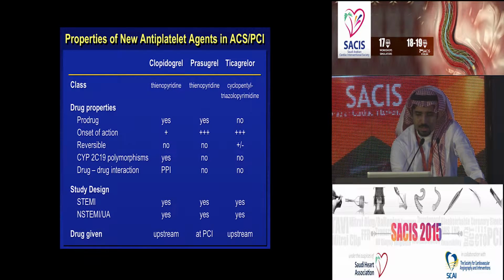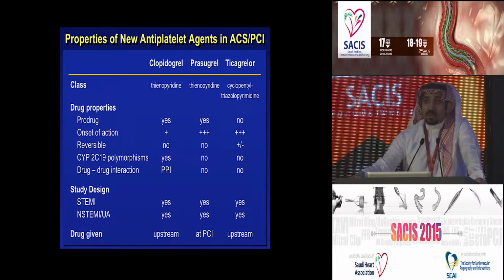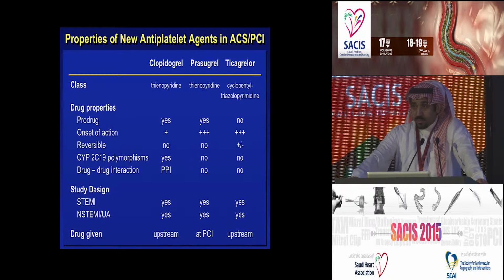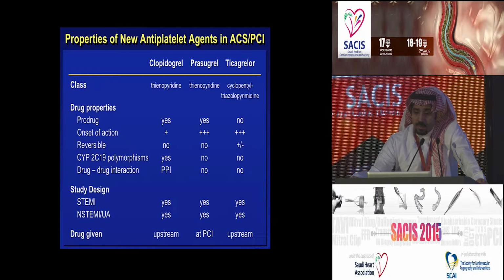Drug-drug interactions are also less with prasugrel. It has been studied in STEMI and non-STEMI patients. The problem with prasugrel is that it's a very potent drug. It works very quickly, and it has a very high risk of bleeding, probably double the risk of Plavix. That's why we cannot use it in patients with a history of TIA. We try to avoid it in obese patients and elderly patients above the age of 75.